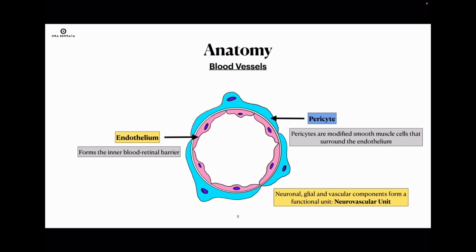And all these 3 groups of cells form a neurovascular unit, and they are involved in the autoregulation of the various metabolic activity, as well as the regulation of the blood vessel caliber.